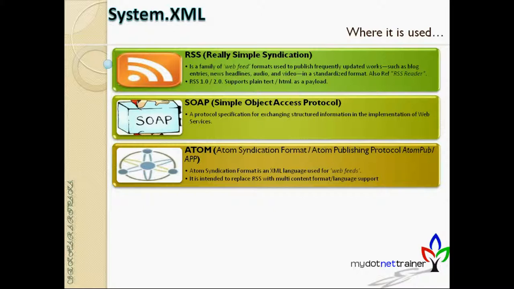So RSS doesn't really support such kind of rich media, and hence the Atom in place. Atom actually supports a very large set of content formats, and also it supports a wide range of languages as well, whereas RSS doesn't, because it comes with plain text. And of course, Atom supports multiple languages. It uses XML to represent multiple languages again. And so Atom replaces RSS in general. So Atom is the latest syndication format for web feeds, and it's again an XML format.